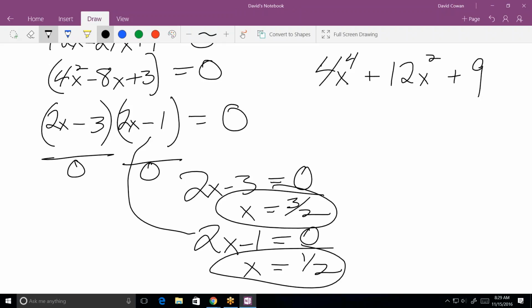But in this case, the way you prove it is you go back and you test each solution. Well, if I go back and I plug in 3 halves for x, that works. And if I plug in 1 half for x, that works. So both of them are true.